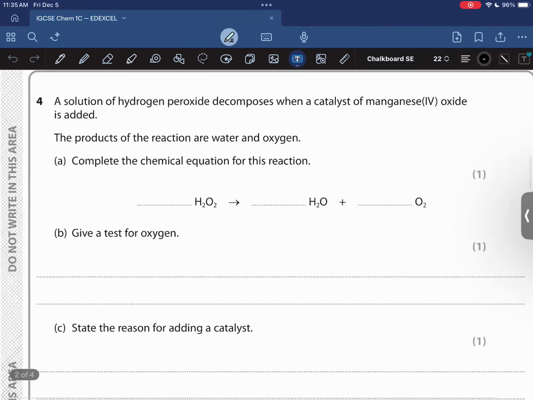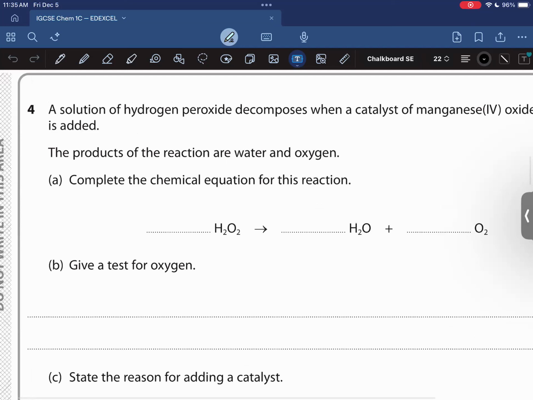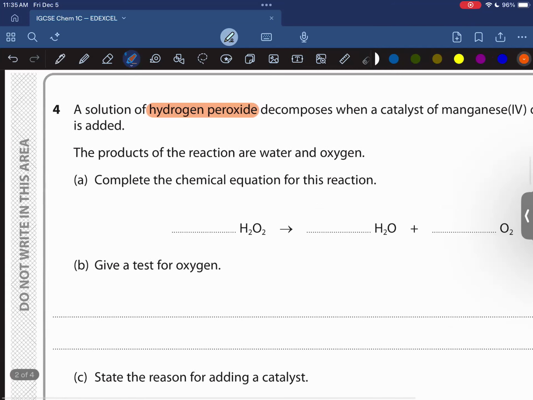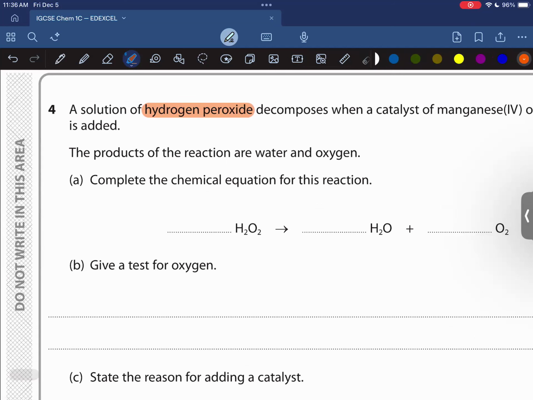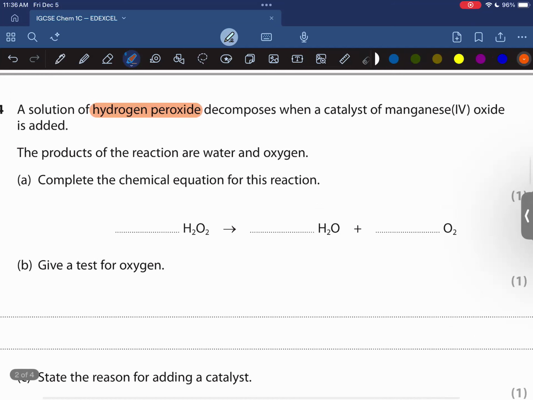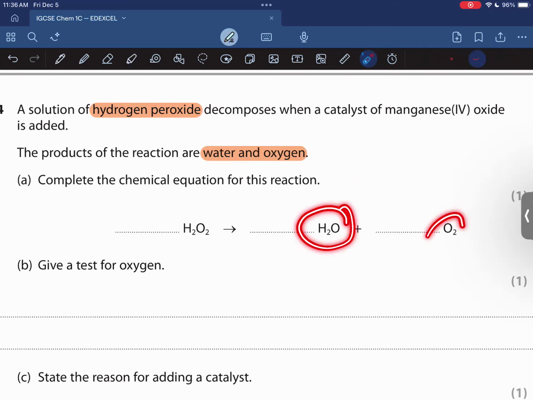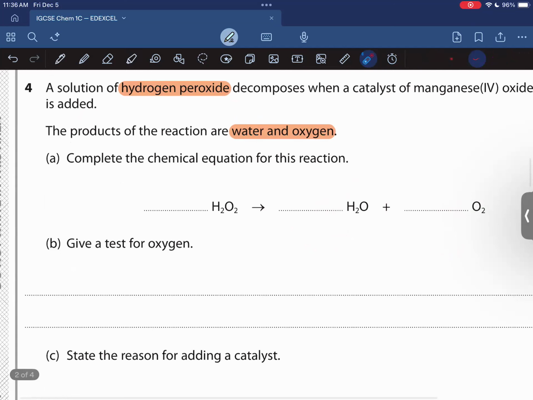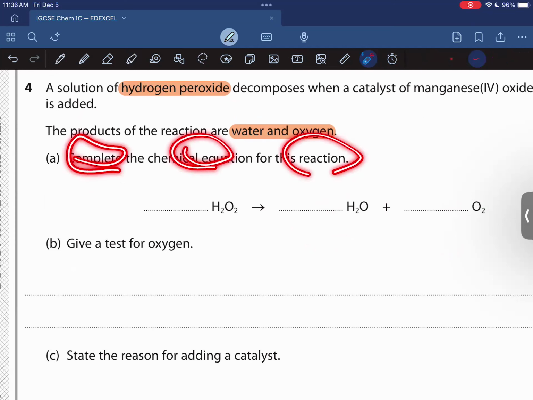So it says that a solution of hydrogen peroxide decomposes when a catalyst of manganese IV oxide is added. Okay. The products of the reaction are water and oxygen. Now it says complete the chemical equation for the reaction. Now we basically need to balance this reaction. Okay, so how do you even balance this?